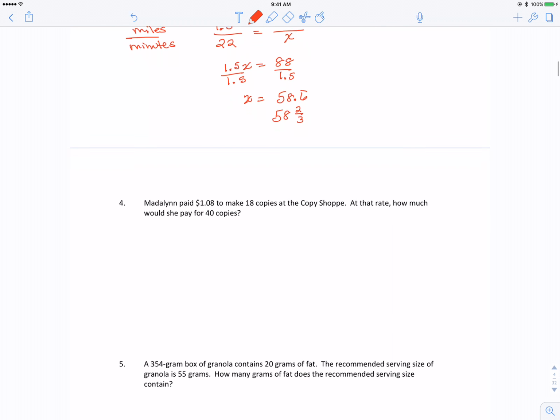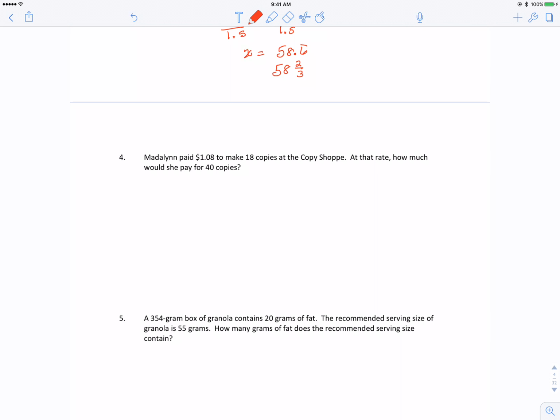Okay, going on to number 4. Madeline paid $1.08 to make 18 copies at the copy shop. These two numbers go together. The question and 40 goes together. Right away from that first sentence, what are we comparing? Money to copies.